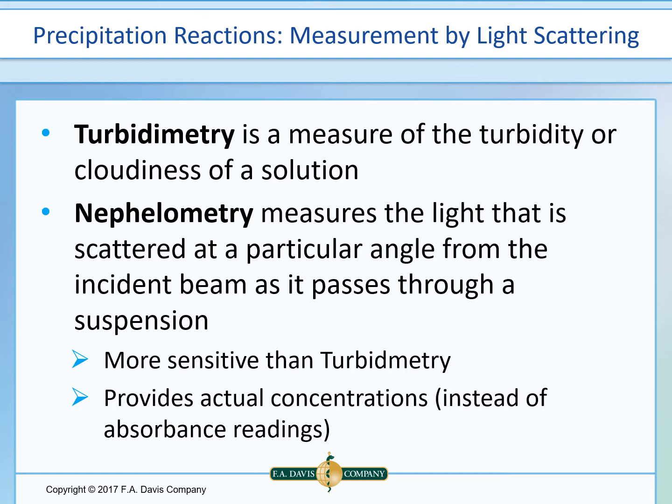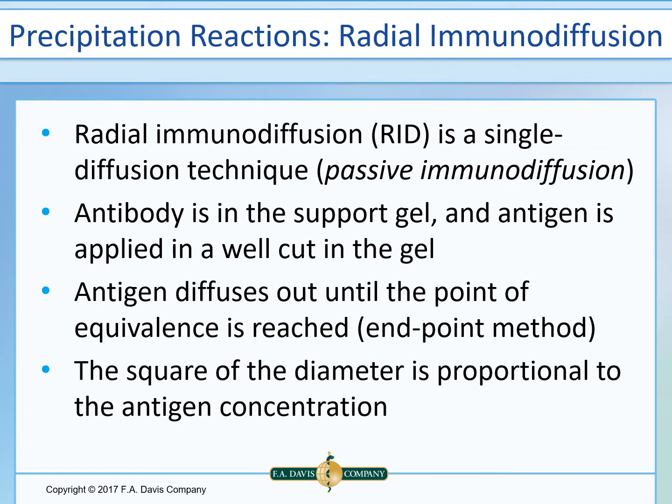Although the sensitivity of turbidity methods has increased over time, nephelometry is still considered the more sensitive method with a lower limit of detection. Nephelometry also provides actual concentrations instead of absorbance readings, as turbidimetry does. The precipitation of antigen-antibody complexes can also be determined in a support medium such as gel. Agarose, a purified high molecular weight complex polysaccharide that's derived from seaweed, is used for this purpose.